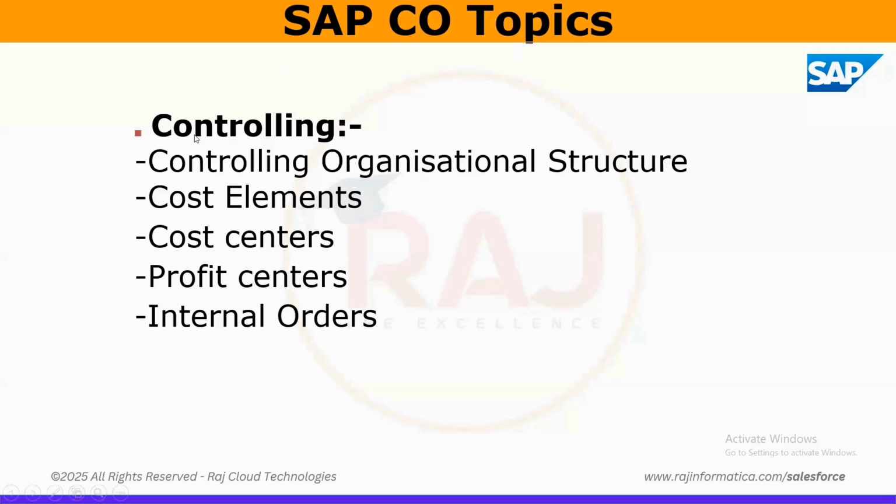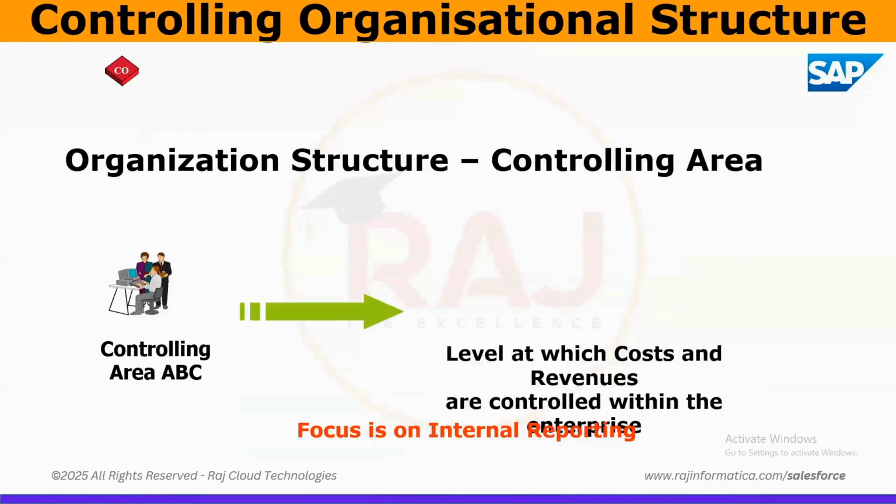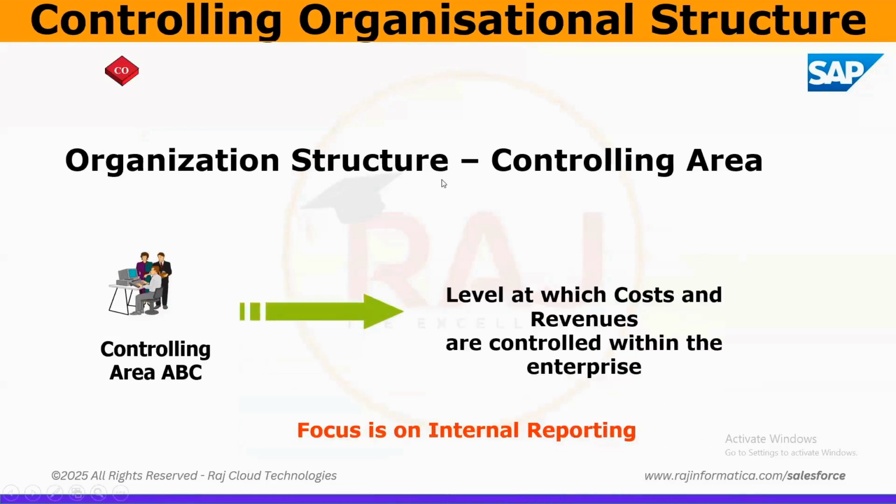So SAP CO stands for controlling module. Here we are going to cover topics like controlling organizational structure, cost element, cost center, profit center, and internal order. So this is how your organizational structure related to controlling will look like. We have a controlling area that need to be created, and this is the level at which your cost and revenue are posted within the controlling area.